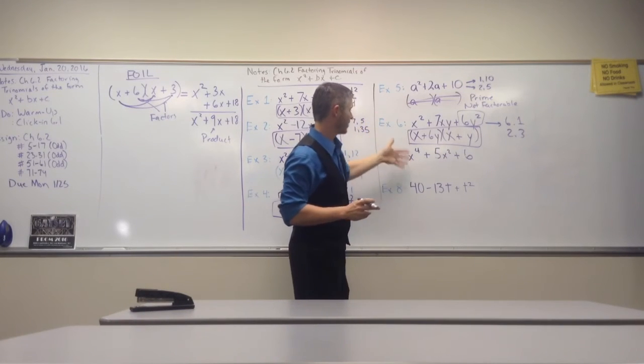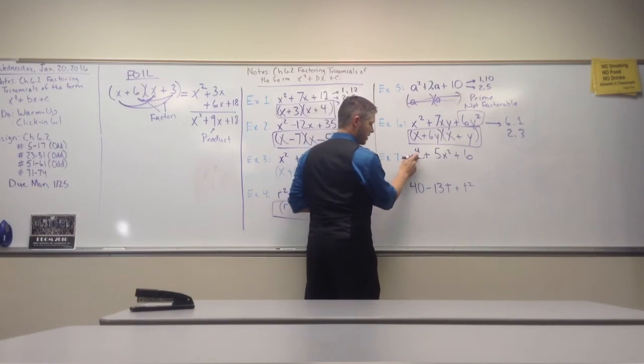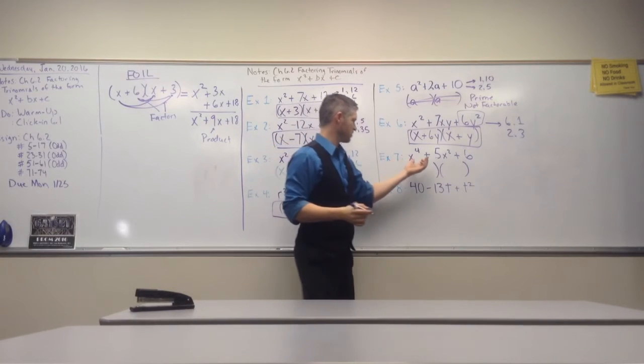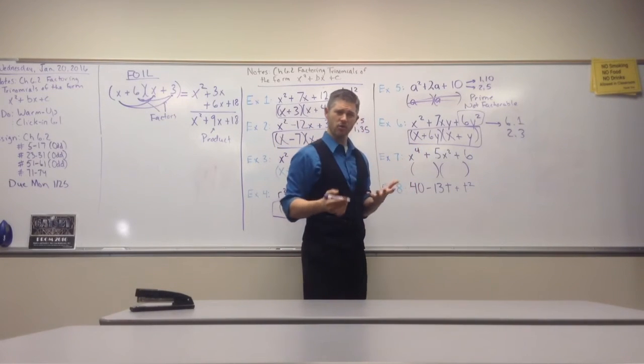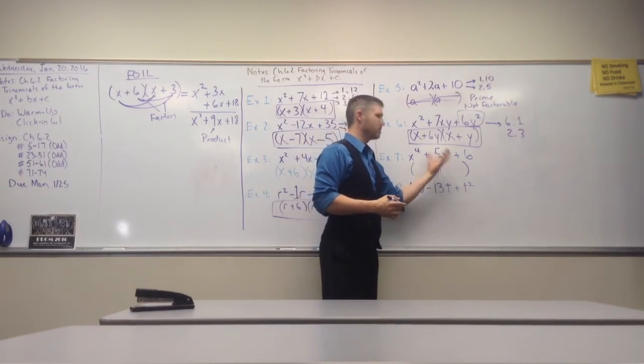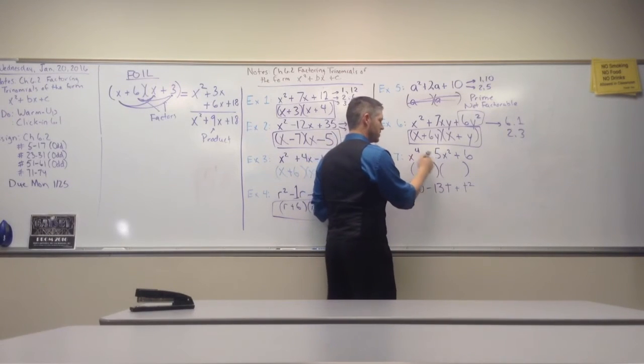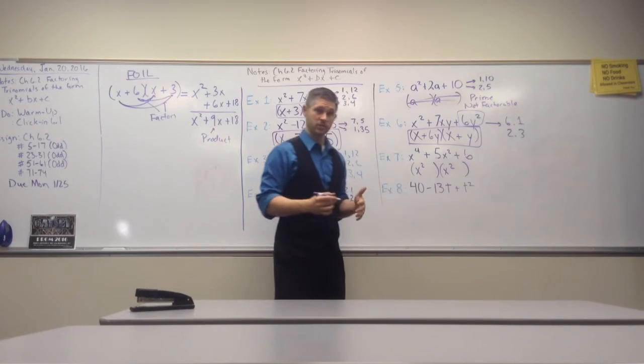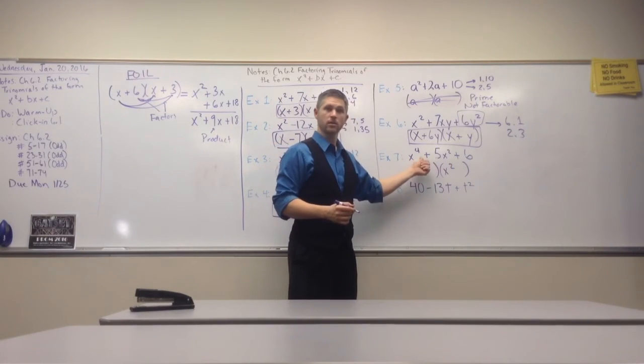Example 7. How's this one different? Well, check this out. Notice the exponent here is a 4 instead of being a square. Well, factoring works the same thing again. You don't want to assume, but let's assume for now that this is x to the fourth. That's going to be x squared and x squared, because x squared times x squared is going to be x to the 4th power.